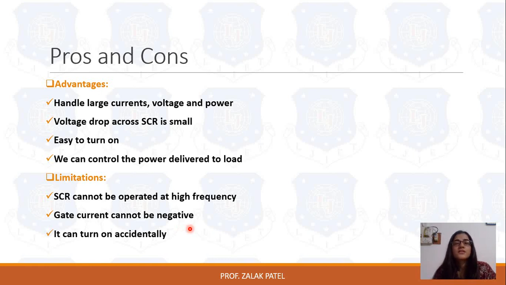Next is it can turn on accidentally. Because of this accidental turn on, SCR has a higher rating of dV by dt and di by dt, and to prevent this accidental turn on, various circuits can be used.